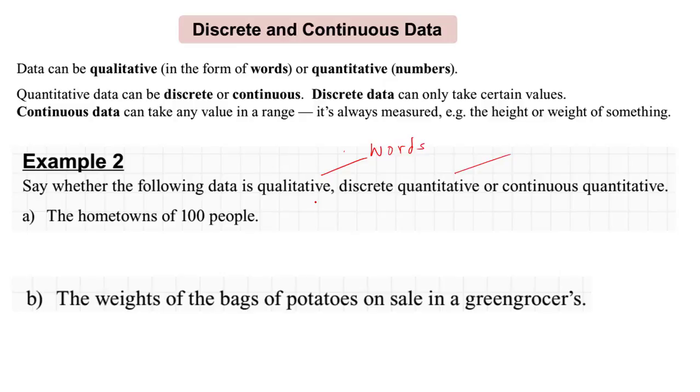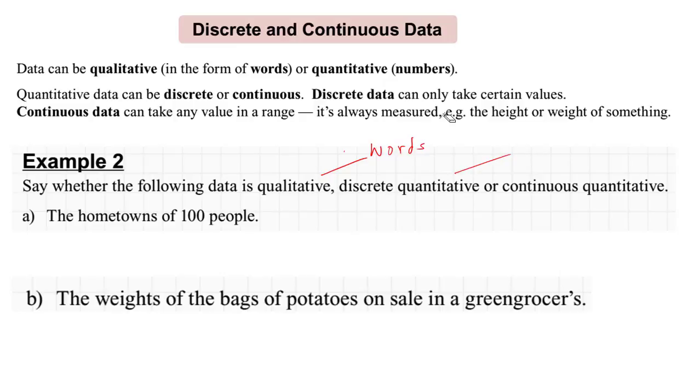Now, with quantitative data, you can only use numbers to describe them. You can only use numbers to describe quantitative data. Quantitative means numbers, basically. Okay. For example, if I want to know how many students are in a class, then I can only use numbers to describe that. I can say there are 20 or 25 or 30.